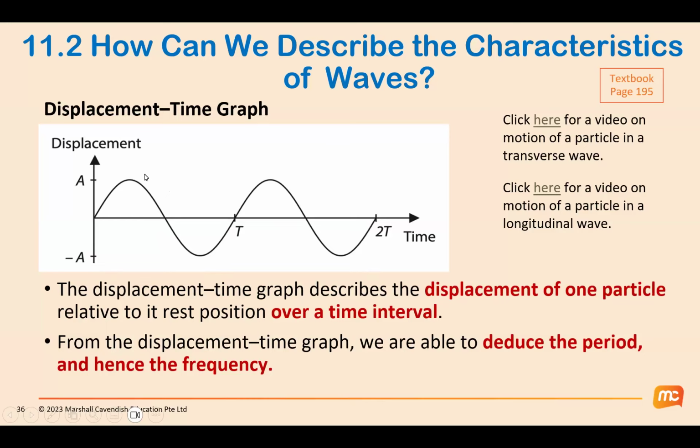From a displacement time graph, since the x-axis is time, I couldn't get the wavelength, the length of one wave, but I could find the time for one wave. The time for one wave is known as the period of a wave. And when I can find the period, I can find the frequency.